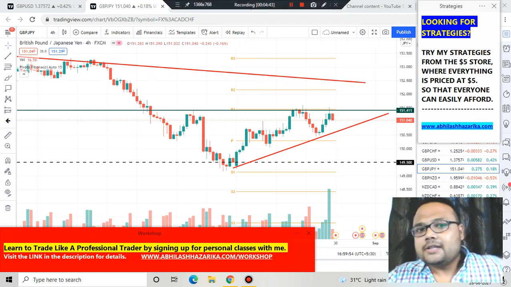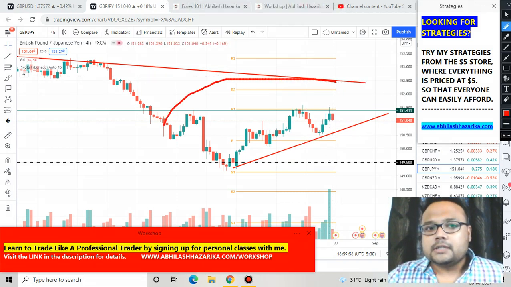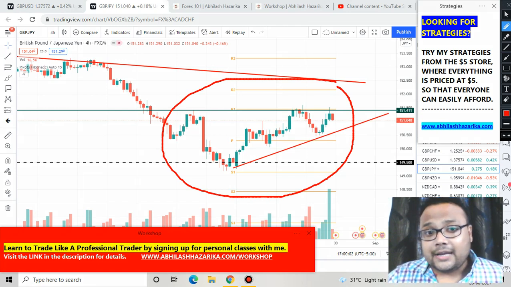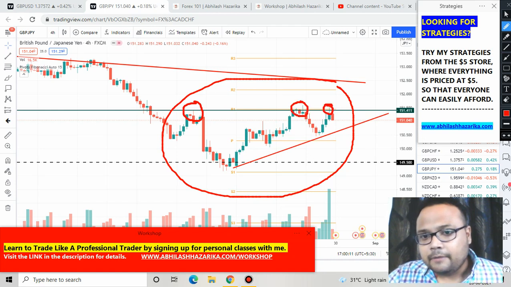To understand the strategy for Monday, we must understand this particular portion of the chart here. As you can see, I have also drawn a line in the middle, and I have drawn this line because you can see that the market is facing resistance here at this particular level.